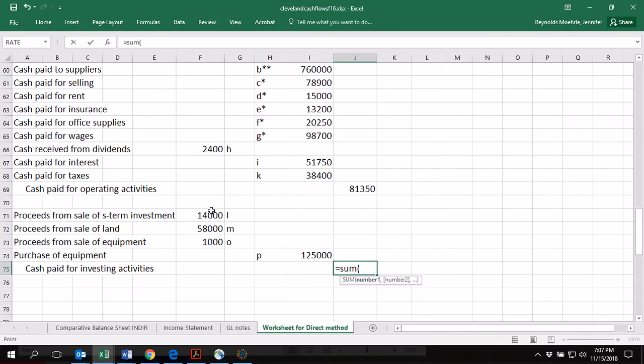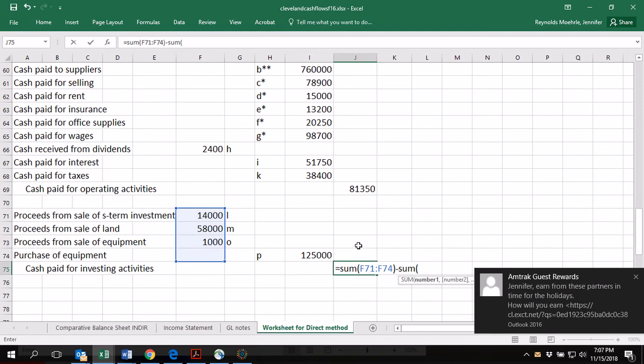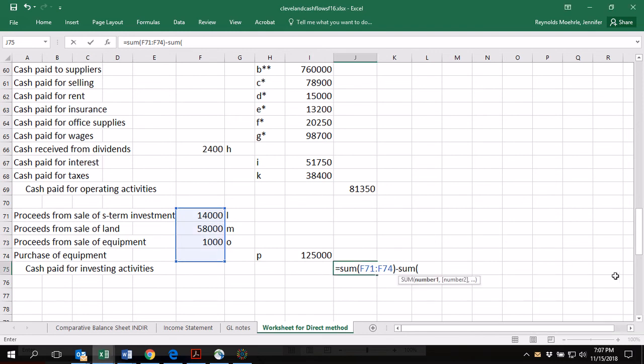Then I just thought of something I should change. Get my Amtrak rewards from when I took a train ride.